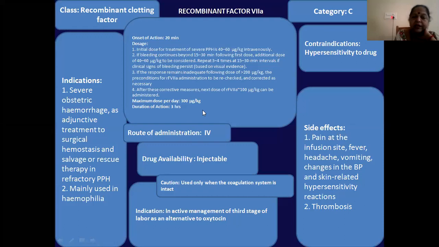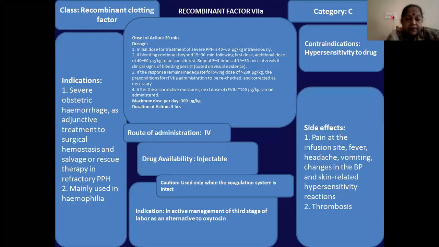So if all treatment fails, you can definitely use this. The onset of action of this recombinant factor 7A is 20 minutes. The initial dose for the treatment of severe PPH is 40 to 60 microgram per kg intravenously. And if bleeding continues beyond 15 to 30 minutes following the first dose, an additional dose is to be considered.